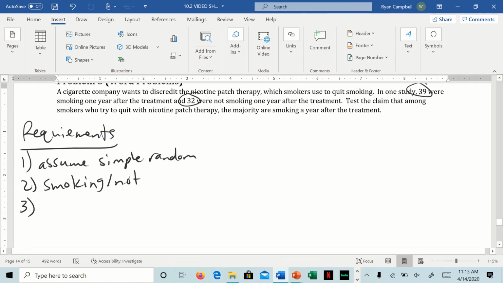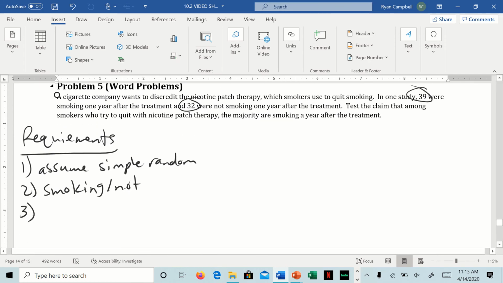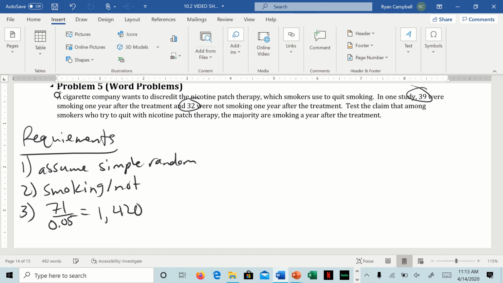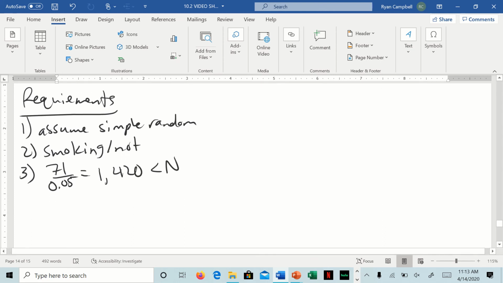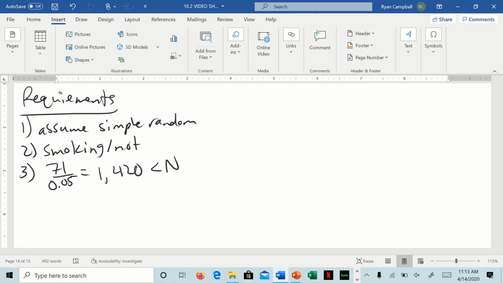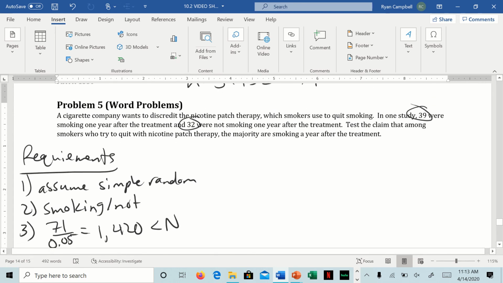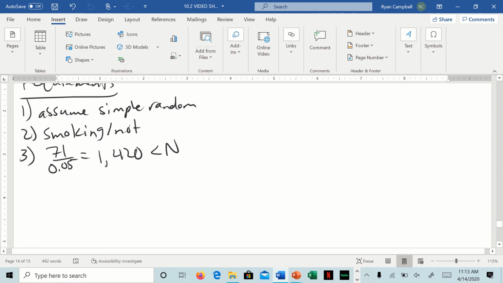So 71 less than 5% of all smokers. So 71 divided by 0.05, we get 1,420. Is that less than all smokers? Yeah, I would think there's probably more than just 1,000 people who smoke. That definitely would not be enough to keep cigarettes in business, I wouldn't think.